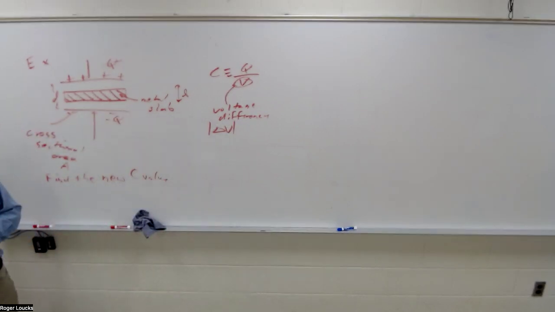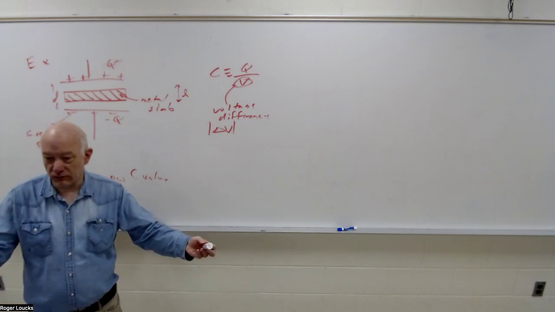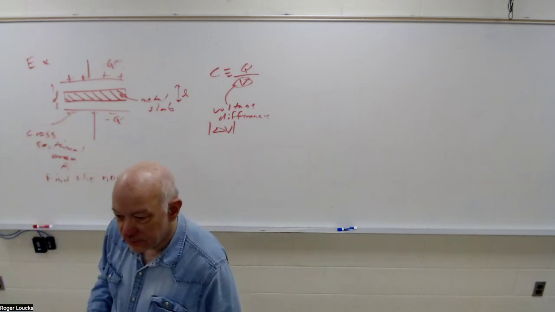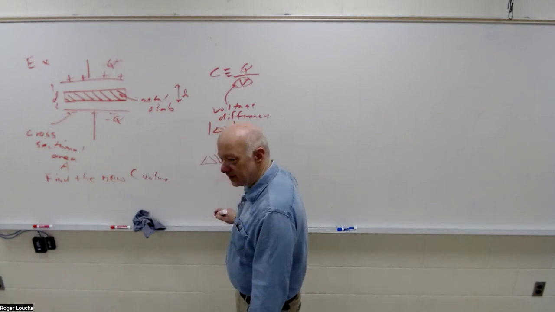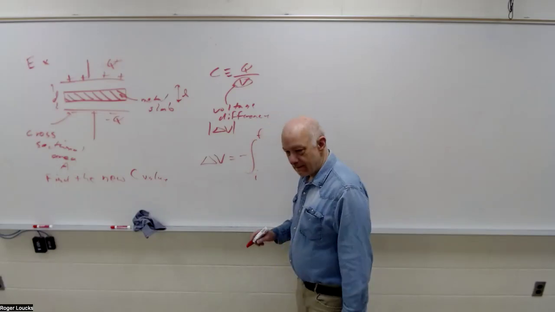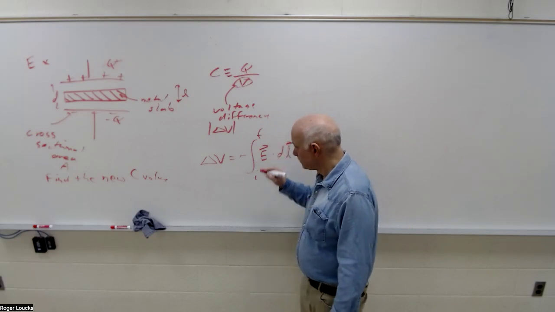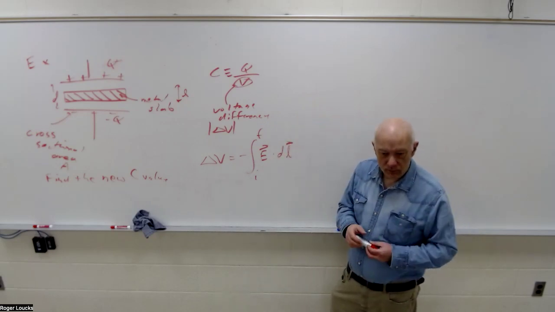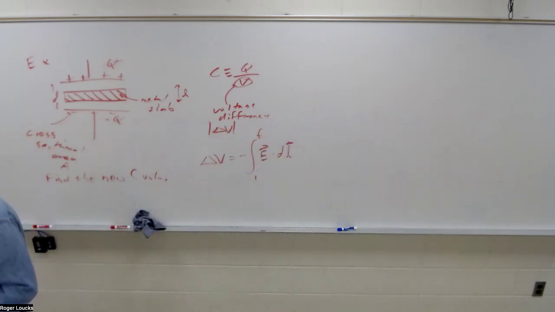So what do you have to do when you calculate a C value? You have to calculate these individual values. Meaning it's almost always this one here you have to calculate. How do you calculate a delta V? It's the negative integral from some initial point of E dot dl. So we have to do that in this case here.